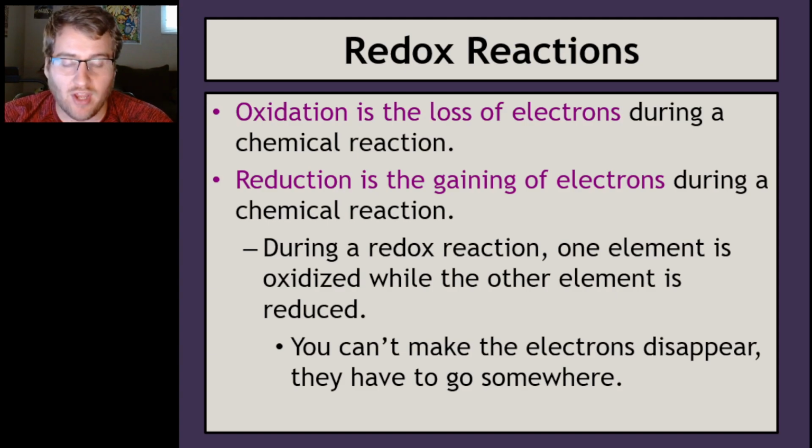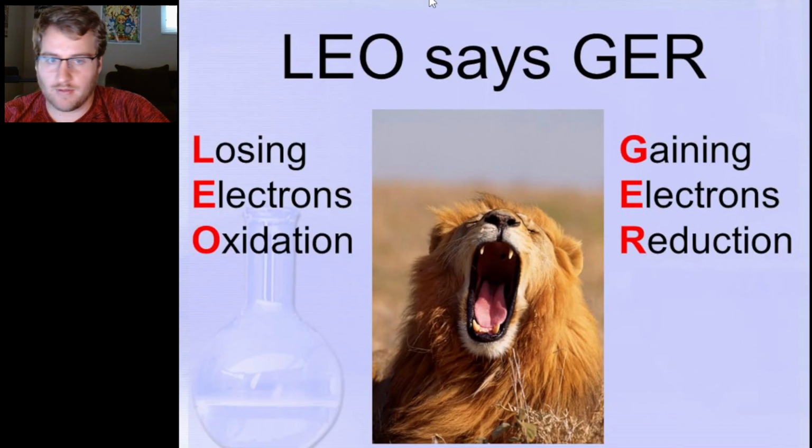A lot of questions would be like, which thing was oxidized in this reaction? So you're going to look which thing lost electrons. During a redox reaction, one element is oxidized while the other is reduced. You can't have one without the other because the electrons have to go somewhere. You can't just make them disappear.